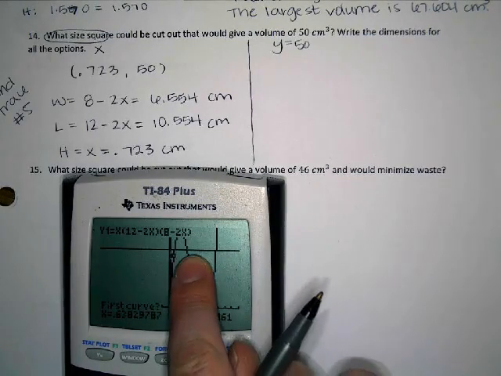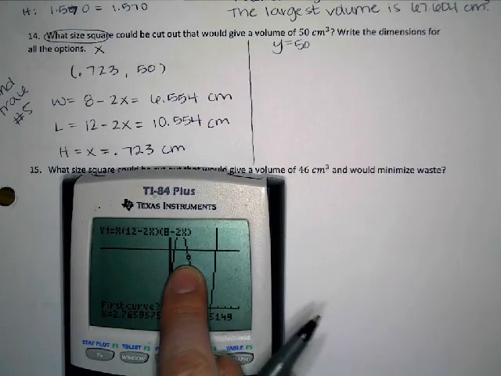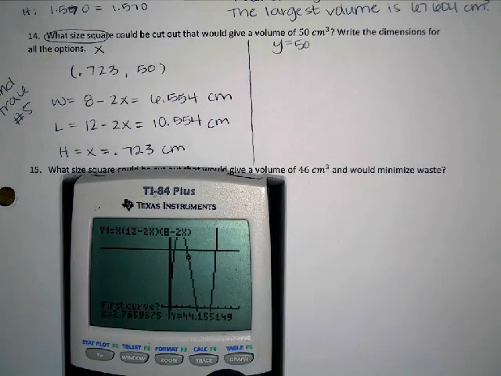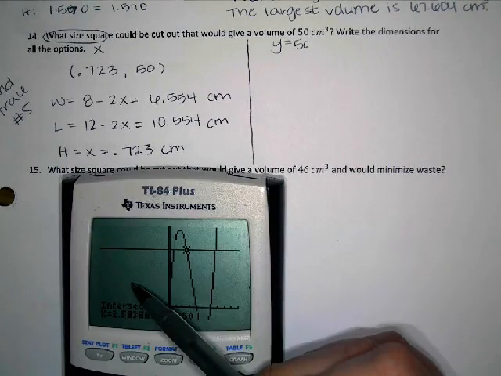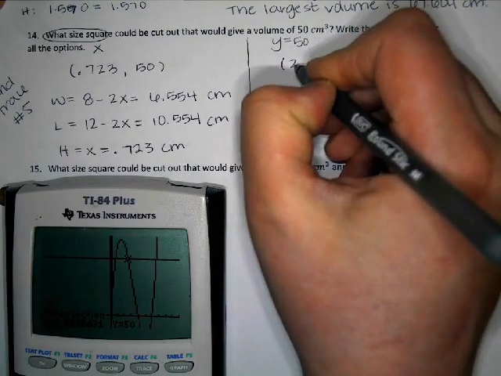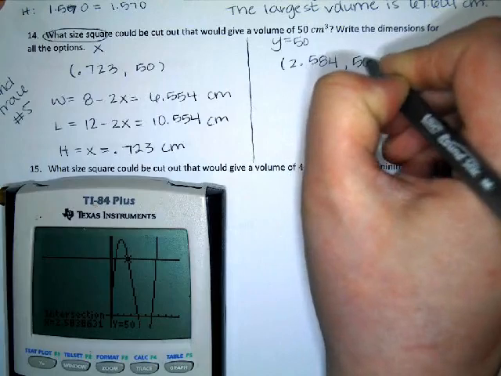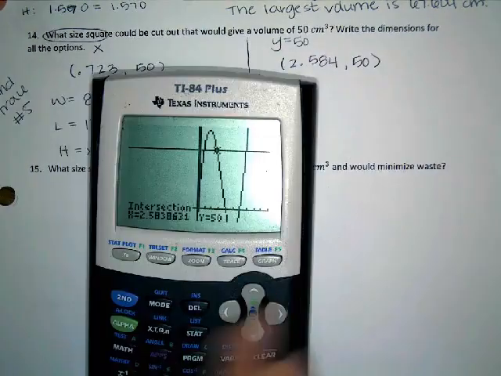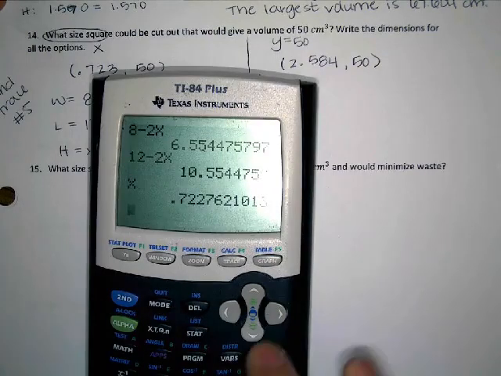You don't have to be on it. You just have to be near it. And then I'm going to press enter, enter, enter again. And then it will just find the other one instead of the first one. So now I've got 2.584, comma 50. And now if I do second quit to get out of this one, now if I type in x, it will have the new number stored. And so I can type in these formulas all over again to get my width, length, and height.